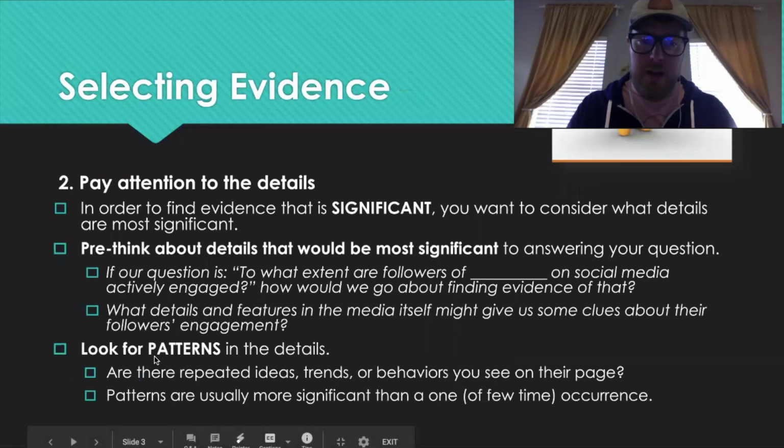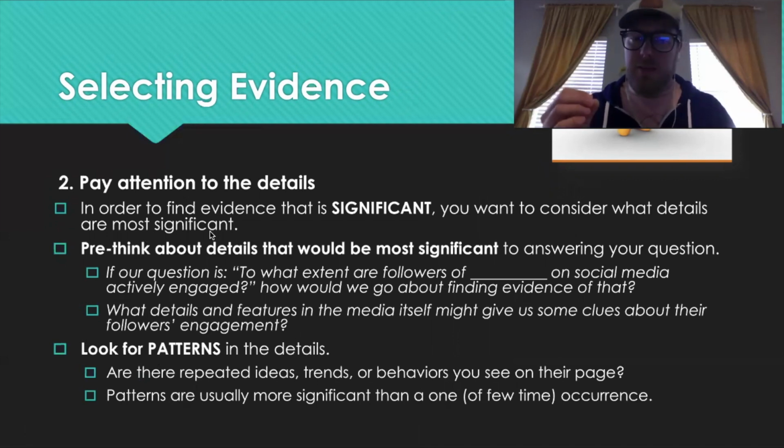All right. So pay attention to the details. In order to find evidence that is significant, you want to consider what details are most significant. What that means is that you don't just want to choose things that are about your specific question. You also want to choose the information that is most helpful in answering the question. So pre-think about details that would be most significant.